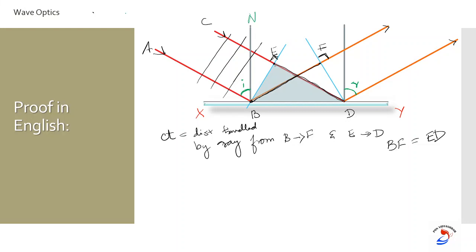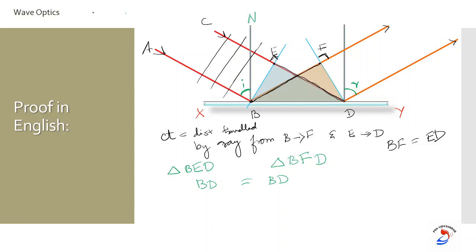Now let's take this triangle BED, and triangle BFD. In these two triangles, if you notice, we have a common side. BD is equal to BD.